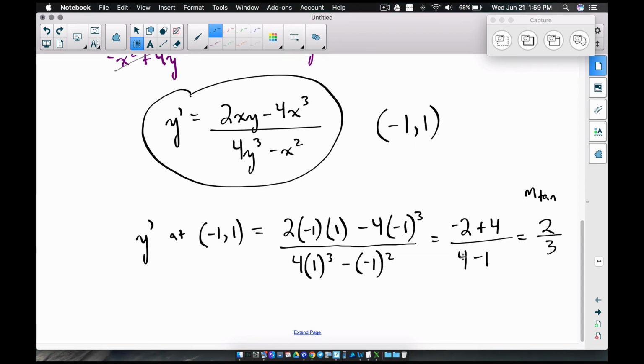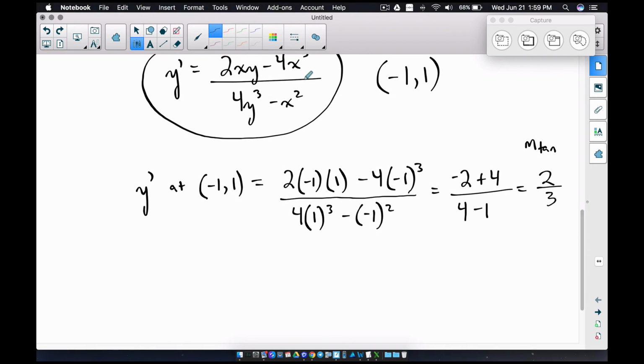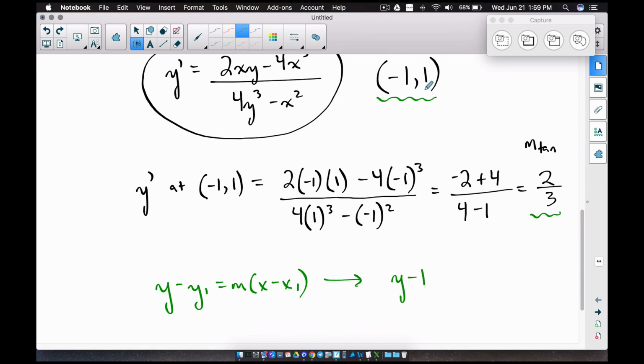This is going to be our m tan, or whatever you want to call it, the slope of our tangent line. So now, once we have this, we can find the equation of that tangent line, just using a little bit of algebra here. I'm going to do point slope form, so y minus y1 equals m times x minus x1, and I'm going to put this equation in slope intercept form. So we're using our point, and we're using our slope, and we're going to plug that into point slope form. So therefore we have y minus 1 equals m, that's our tangent slope, so 2/3 times x minus x1. So since I'm subtracting a negative 1, that's going to be plus 1 there.